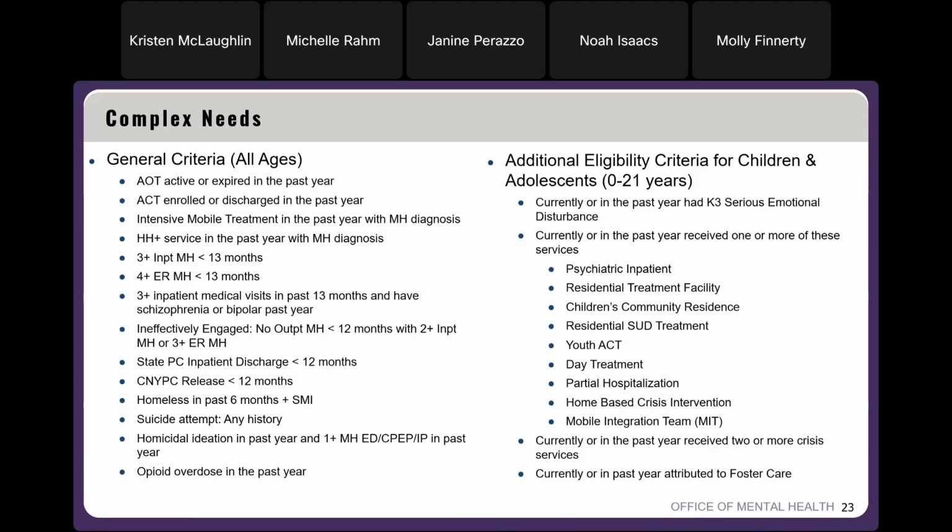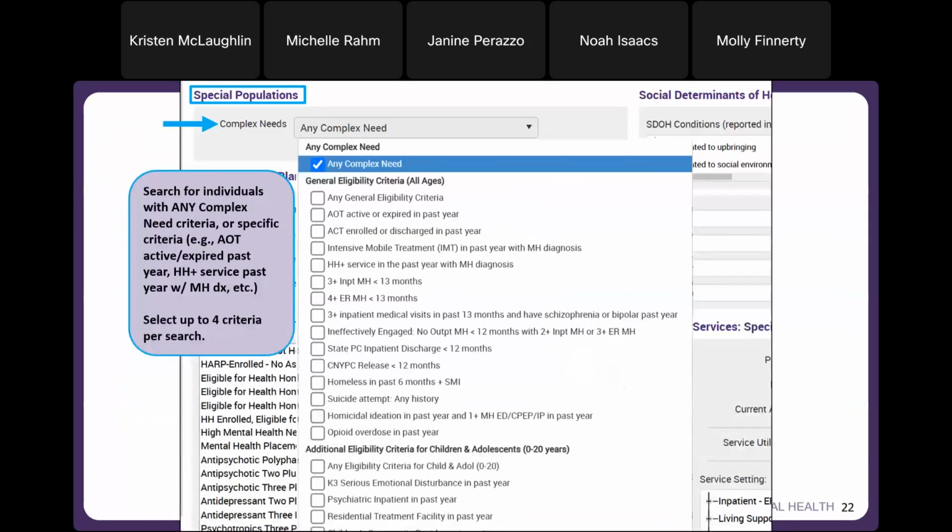So what we did with this criteria is we created a brand new filter box, which allows users to not only search to see, like, of my population I served, how many have any kind of complex needs, but you can also go one step further and say, of the people who have complex needs, how many of them have it due to being ACT enrolled or discharged in the past year, or homelessness in past 6 months, and SMI. So you have the ability to use this search.